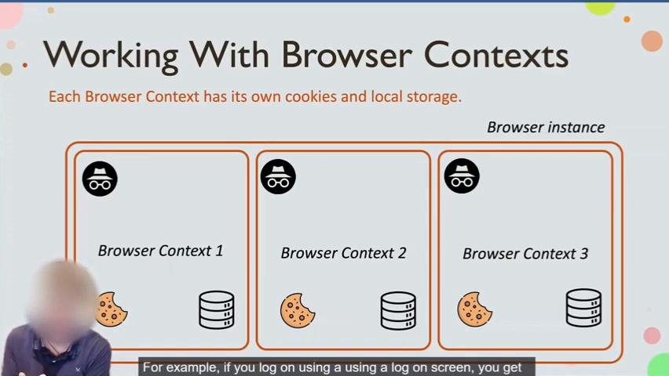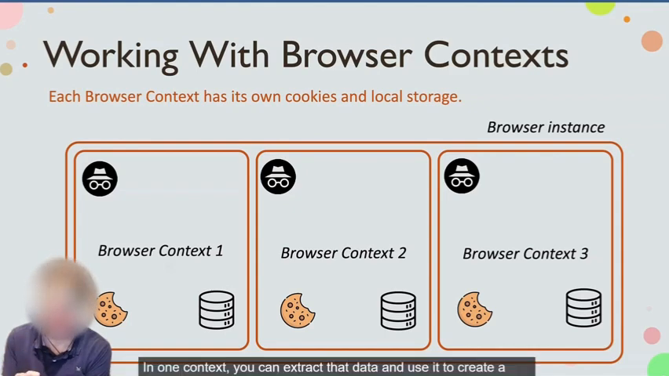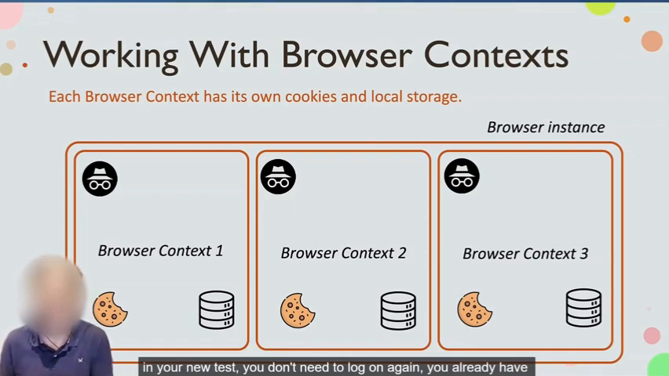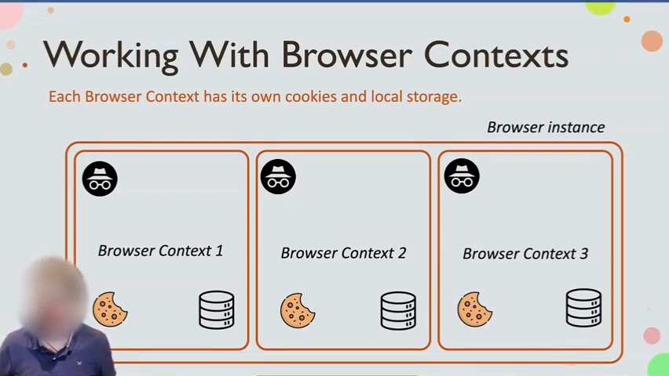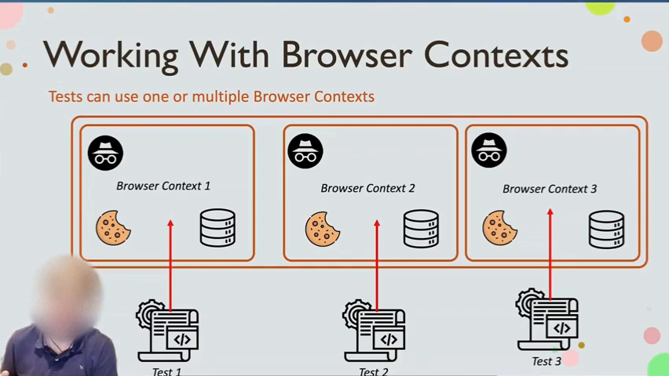For example, if you log on using a logon screen, you get the session state and the cookies related to that authentication in one context. You can extract that data and use it to create a new context so that in your new context, in your new test, you don't need to log on again. You already have that information, but they are still 2 different contexts. Browser contexts give us a lot of flexibility in how we organize our tests.